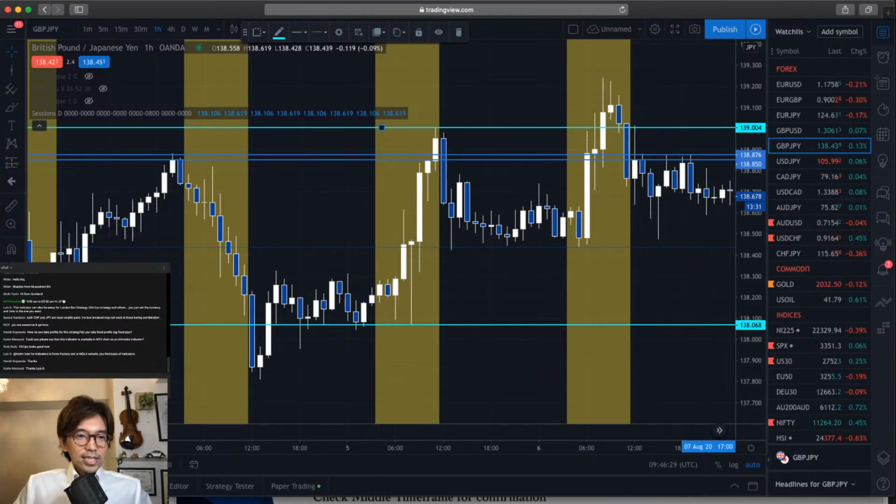All right, so I guess that's it for today's session. I hope you get the idea of how you can capture the breakout. So this is pretty simple, but this is very powerful on JPY crosses, and this is one of my strategies that I use on my day-to-day analysis.